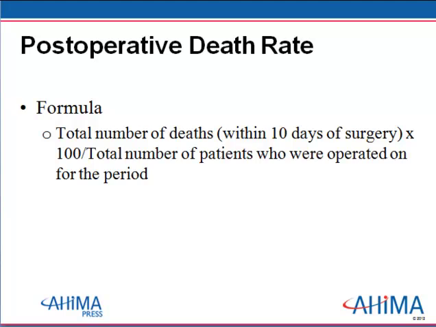The formula for calculating post-op death rate is the total number of deaths within 10 days times 100, and we divide that by the total number of patients who were operated on for that period. It's important to note we would not want to include all patients in the hospital or all patients who were discharged, because those could not have a death from a surgery because they didn't all have a surgery done. So we would only want to include the patients who were actually operated on.